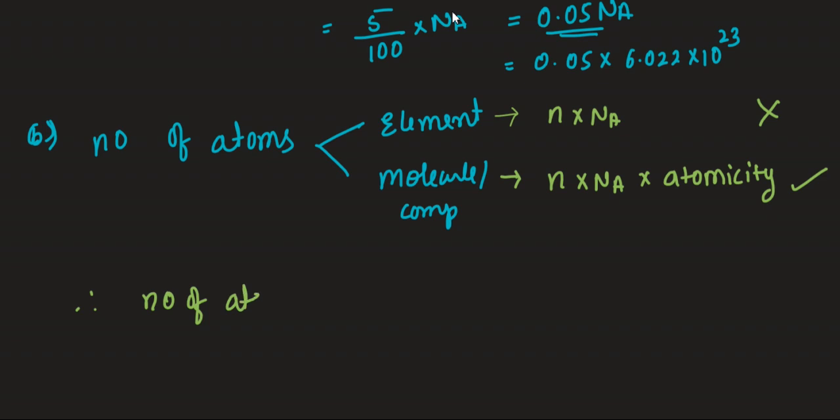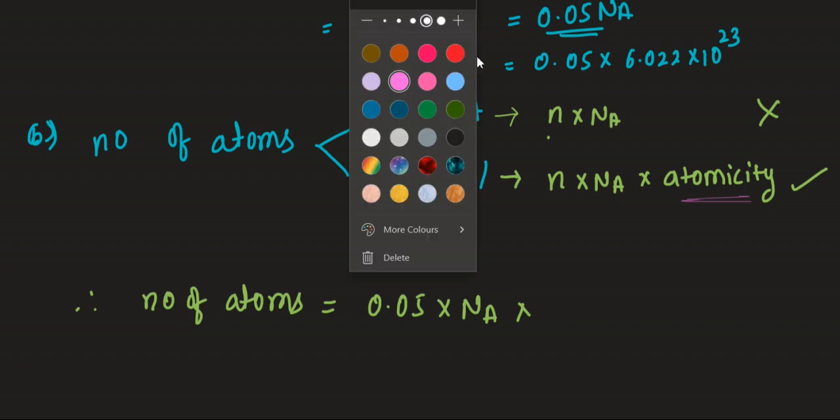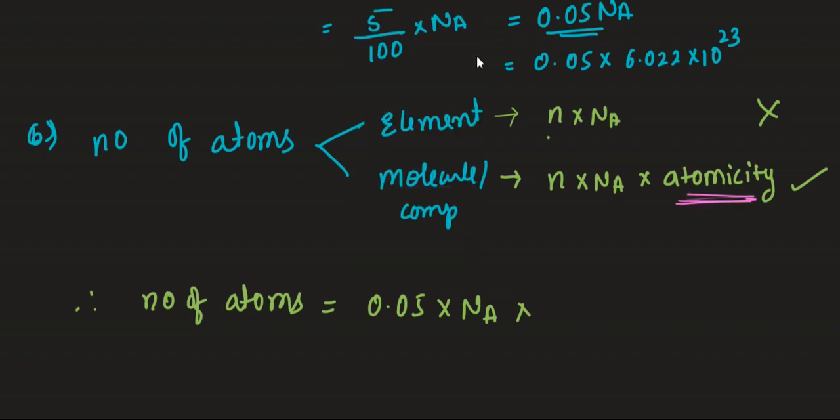Number of atoms. The n value we just got here is 0.05, into Avogadro's number, into the atomicity. Can anyone answer what is the atomicity of calcium carbonate? Yes, Shiva. 5. How did you get 5? 1 calcium, 1 carbon plus 3 oxygen. So the atomicity is 5. So what you have to do is multiply with 5.